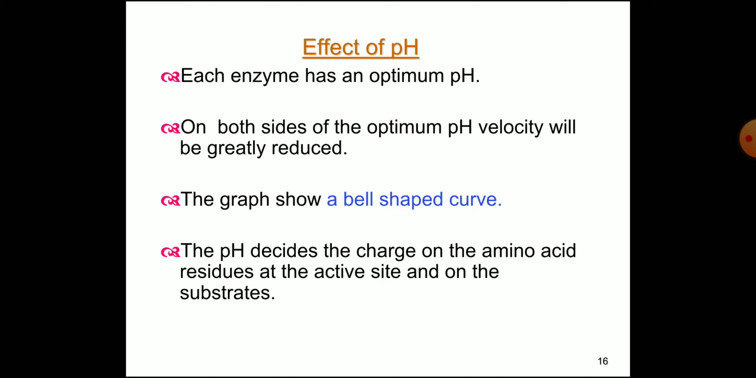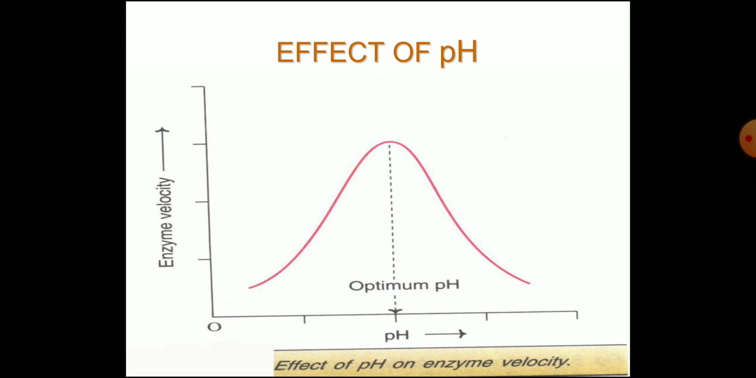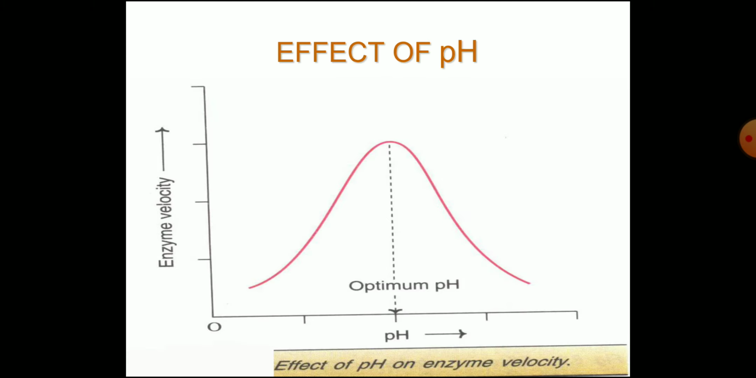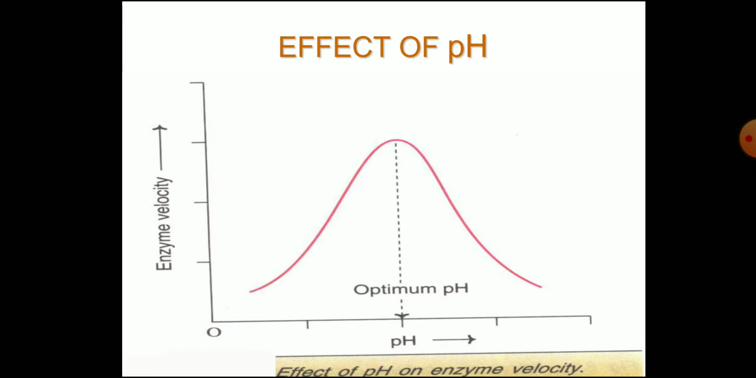So in this diagram, you can see the effect of pH on the enzyme activity. The pH is on the x-axis and the enzyme velocity on the y-axis. It is a bell-shaped curve with the optimum pH at the center. On both sides, the velocity will be decreasing.